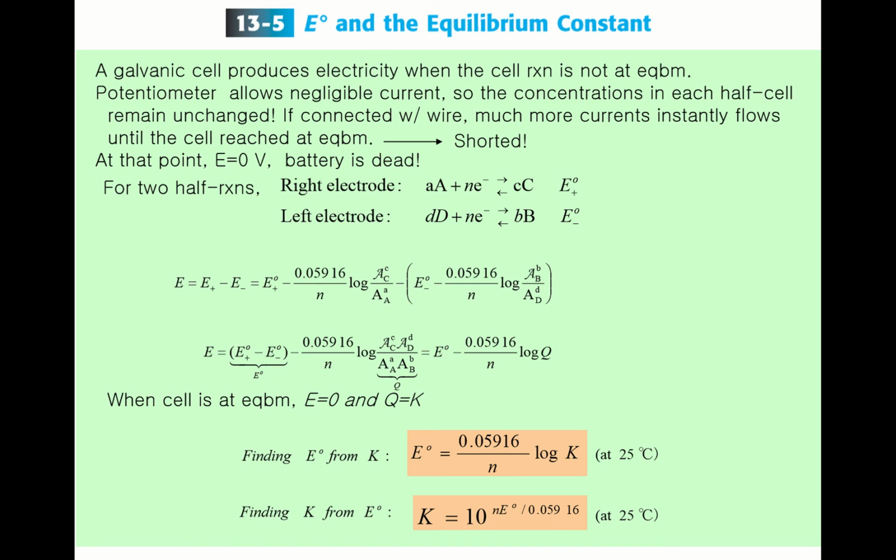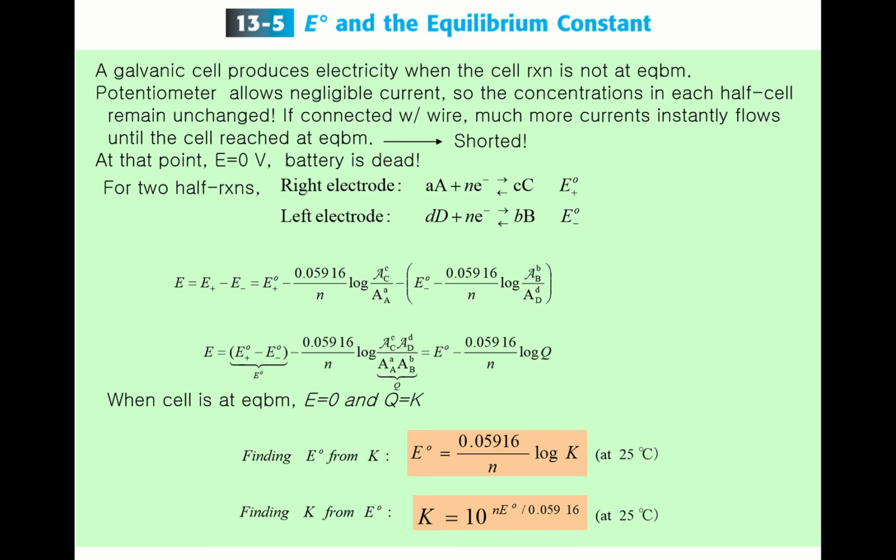Let's assume you have a battery. You have a brand new battery, and you expect this battery to generate electricity when you insert it into your cell phone. That's correct, right? But when you use your cell phone for a long time, the battery will be exhausted, and then what will happen? The battery voltage will be zero.